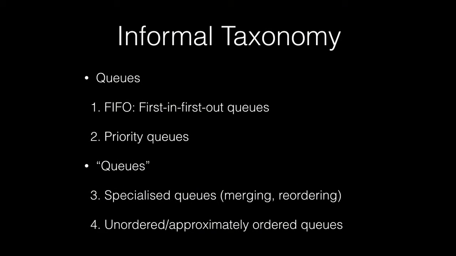I've just got my own informal taxonomy of queue-like things here. First of all, there are queues, proper queues, first in, first out queues, and priority queues, and we'll look at those in a moment. And then we have queues, with air quotes, which are things commonly called queues, which might not strictly fit the computer science definition of queues. For example, the I/O queues of operating systems, which reorder things and merge things. And completely unordered queues, which are obviously not technically queues at all if they don't have an order, because that's kind of part of the definition.